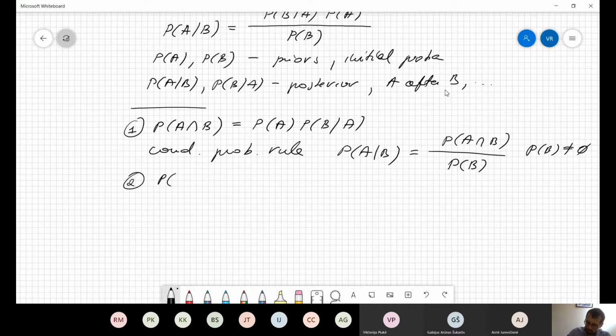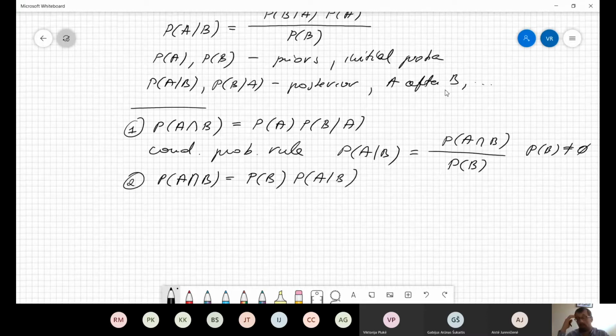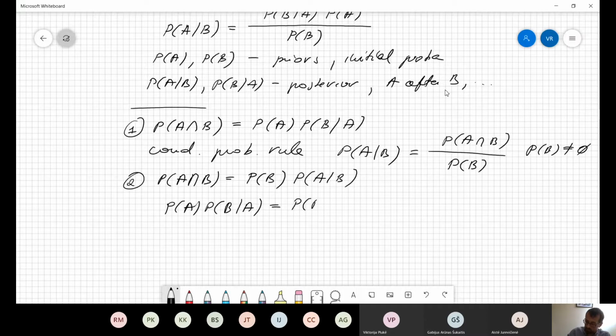The other part, number 2, would be P(A and B) equals the probability of B times P(A given B). So this is the same as 1, but vice versa. But actually these two probabilities are equal. So what we can do is put the probability of A given B, and it's equal to the probability of B given A.